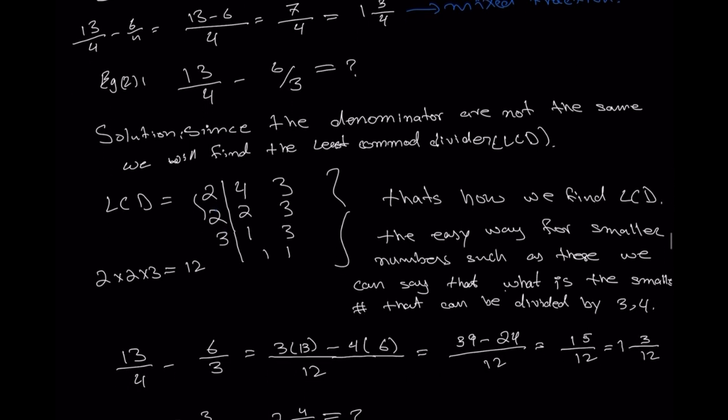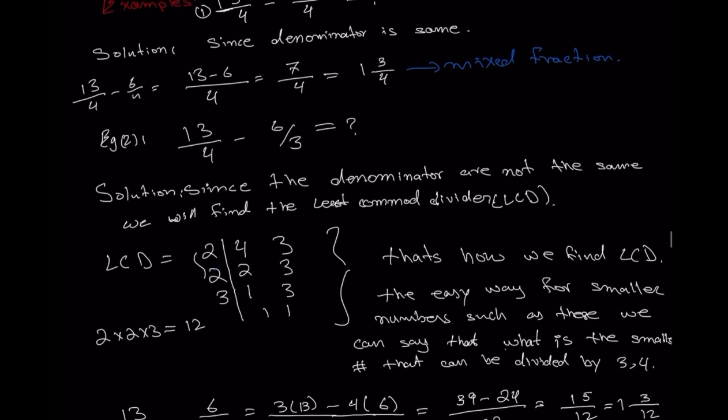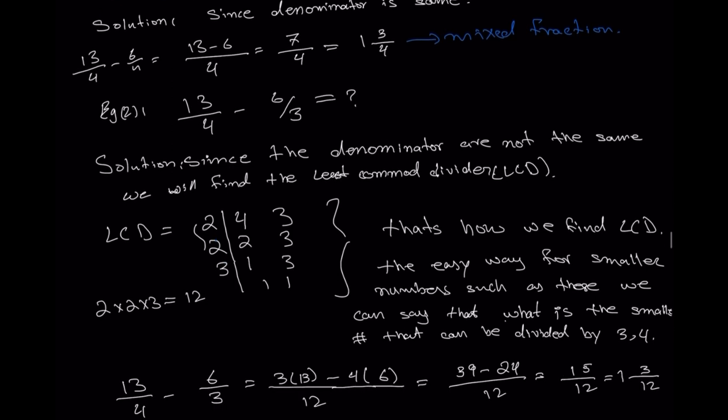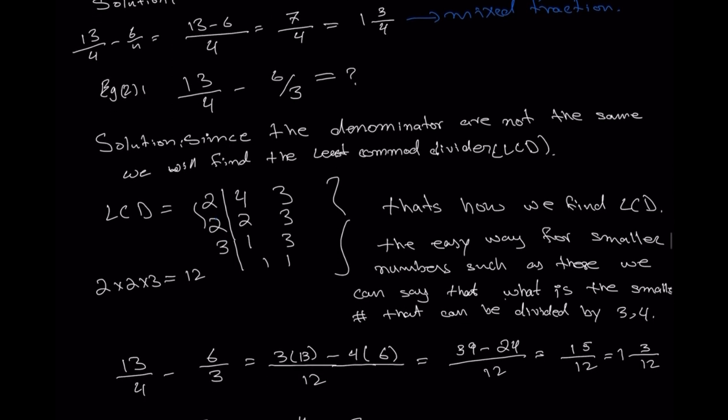Now we find the common denominator. We follow this step: we divide the LCD by the first denominator, then multiply by the first numerator, put this sign, then divide the LCD by the second fraction's denominator, and multiply by the second fraction's numerator, and then subtract them and write them as a new fraction.